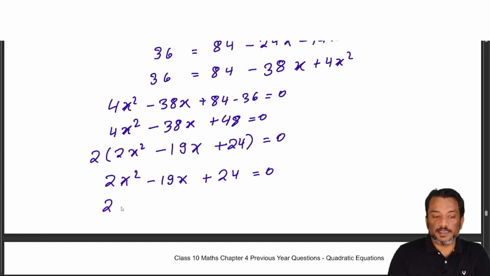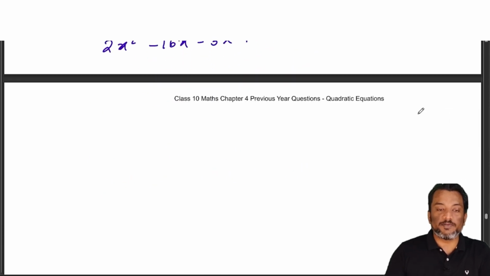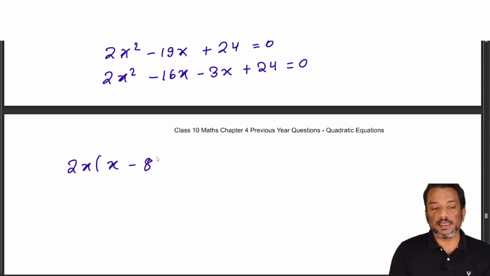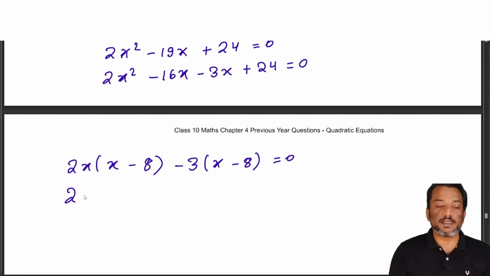So here, 2x square, splitting of the middle term based on 24 and 2, so we can say 16x minus 3x plus 24 is equal to 0. Now 2x is common between the first and second term, so x minus 8, and the same with 3, x minus 8 is equal to 0. So you can say 2x minus 3 and x minus 8 is equal to 0.